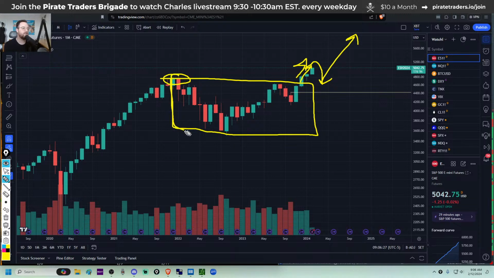If you're balancing for years, you break out of that balance, you come back and you back test it, you are likely to get momentum for years. You are likely to get something that continues higher for a very long time.